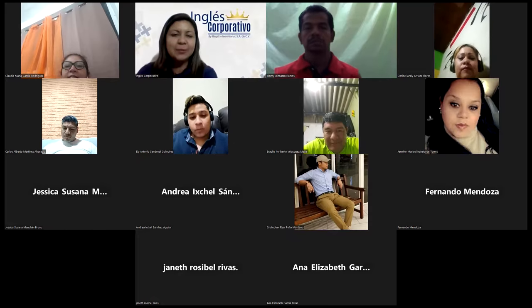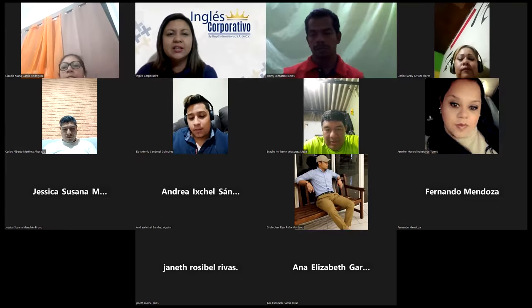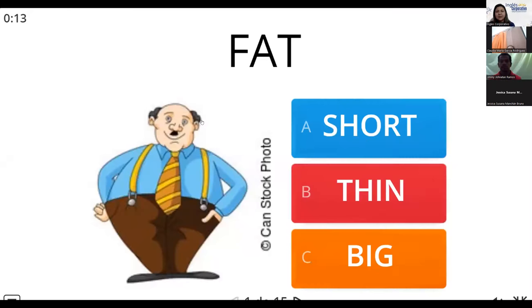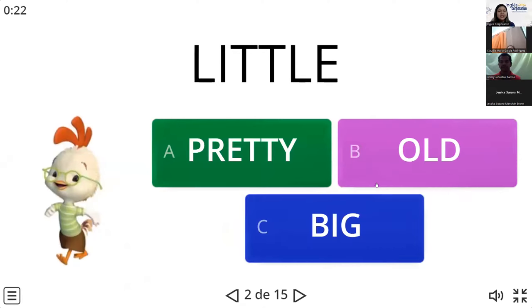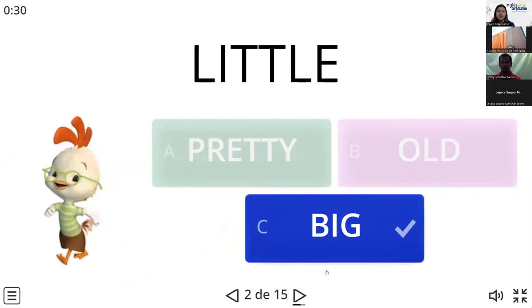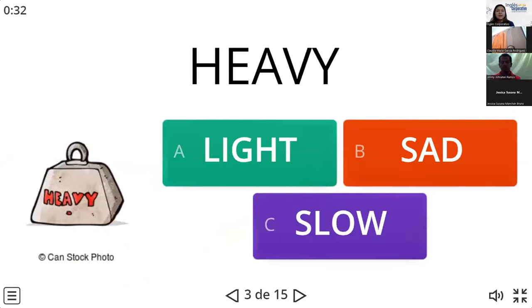Okay, you will see in a moment the screen and practice the opposites. So you said in the first one, we have fat, thin. The next one is little, like little chicken. Big, exactly, like a dinosaur. Okay, the next one is heavy. Light. Correct.